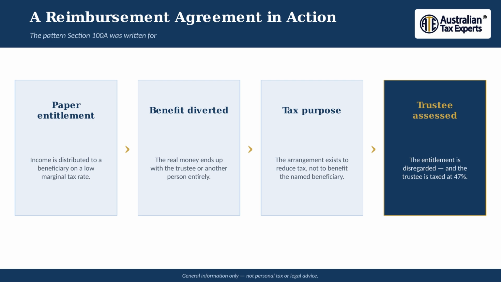Step 3. The purpose. Viewed honestly, the arrangement exists to reduce the family's overall tax, not to benefit the person named in the resolution. And Step 4. The consequence. The entitlement is disregarded, and the trustee is assessed at 47%, usually years later, with interest running. The pattern is common because it works arithmetically. Section 100A exists precisely because it works arithmetically.